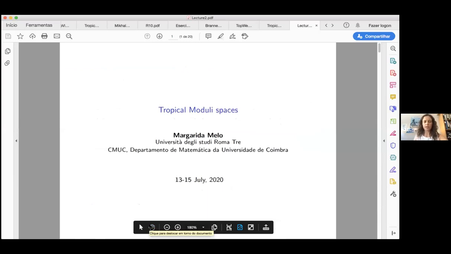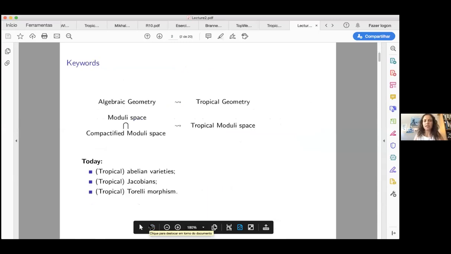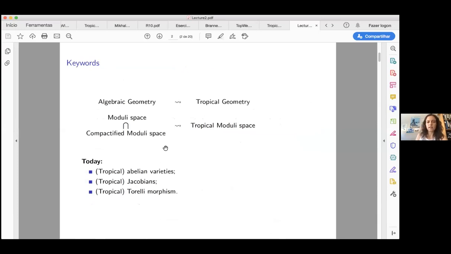Okay, so here it is. I start with a similar picture as in last Monday. So this, again, are the keywords I said last Monday. For today, there's less that I can say about the tropical side of the picture. We don't know that much, as we know for the case of M_g.